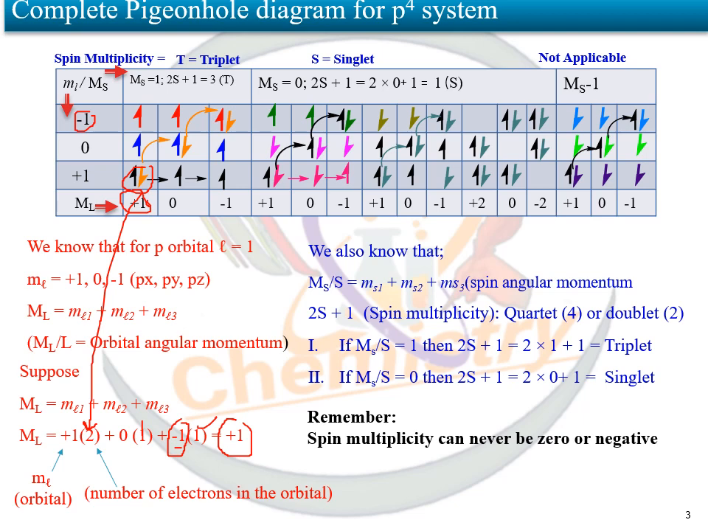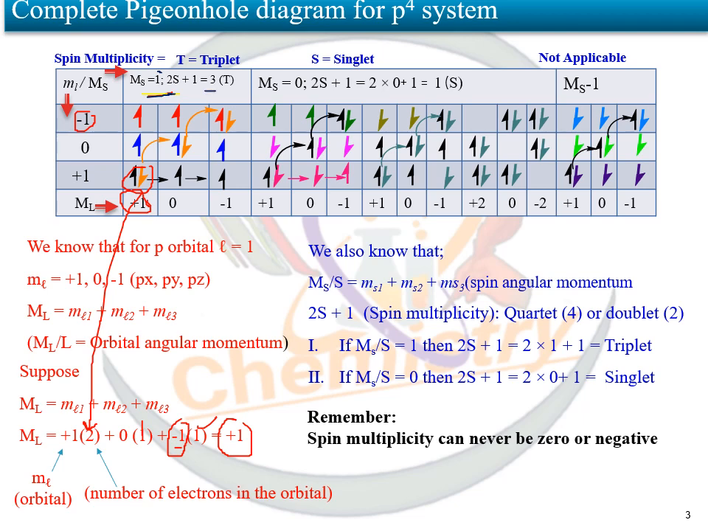Here it is 1. How? Ms is 1. How is it 1? Well, you know that plus half and minus half will be 0, plus half and plus half will be 1. That's why we have written over here Ms is equal to 1. Just put this 1 in this multiplicity formula, you will get a triplet.